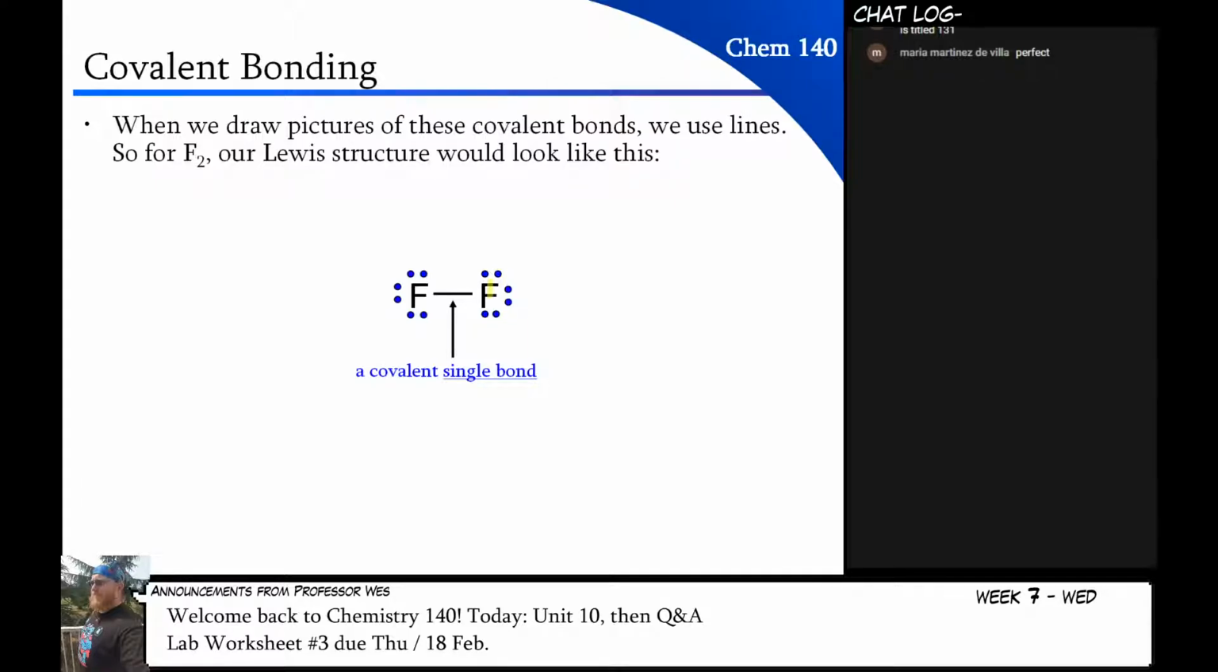Now, instead of drawing dots between two atoms, the convention is to draw a line. On the sides here, we have the non-bonding pairs. Remember that the paired electrons just hang out. They don't do anything. The single electrons will pair up with other single electrons from other atoms.